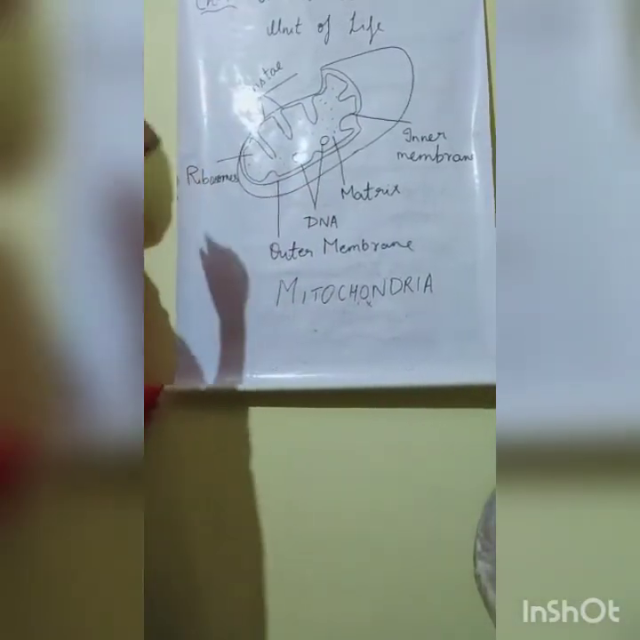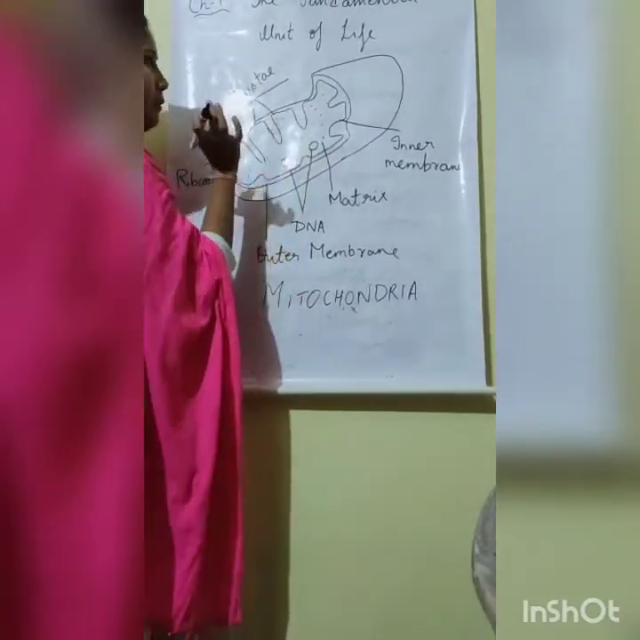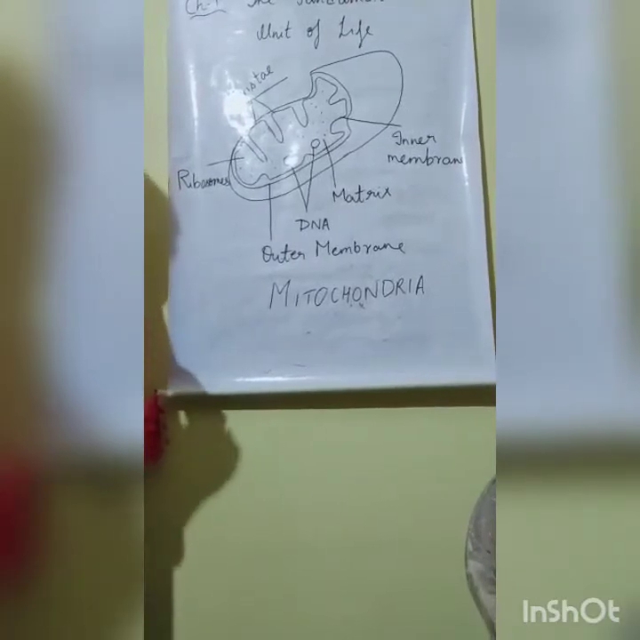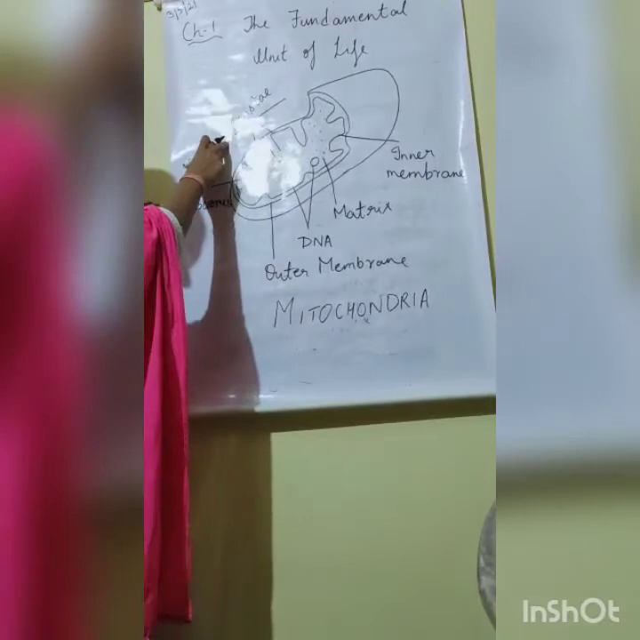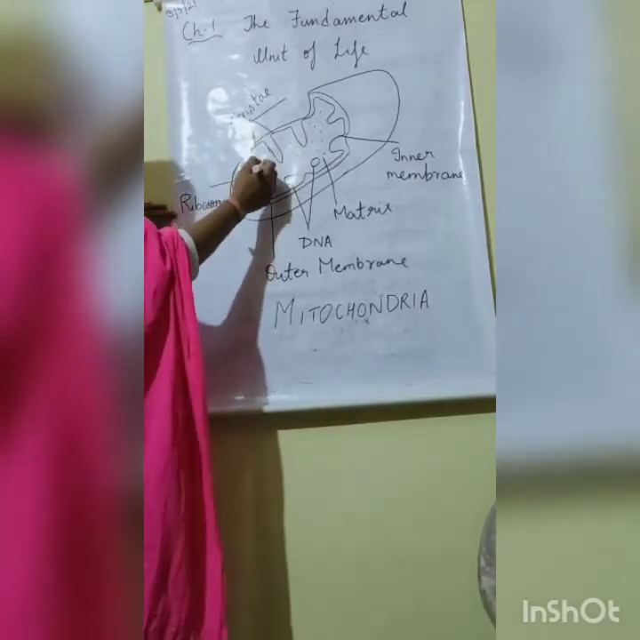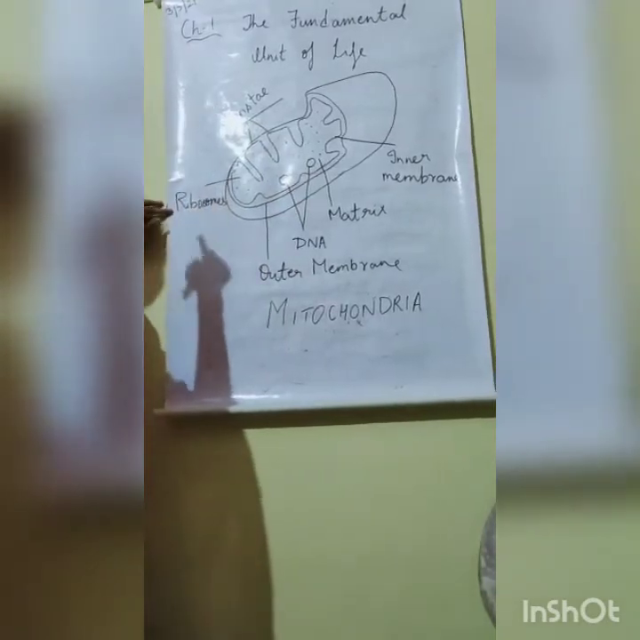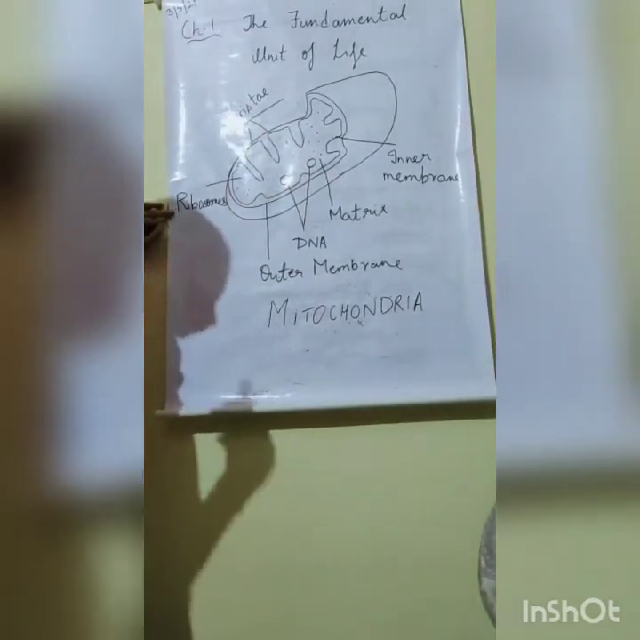C-R-I-S-T-A-E. Children, these folds are known as cristae. This inner membrane is thrown into numerous folds, and these cristae increase its surface area.